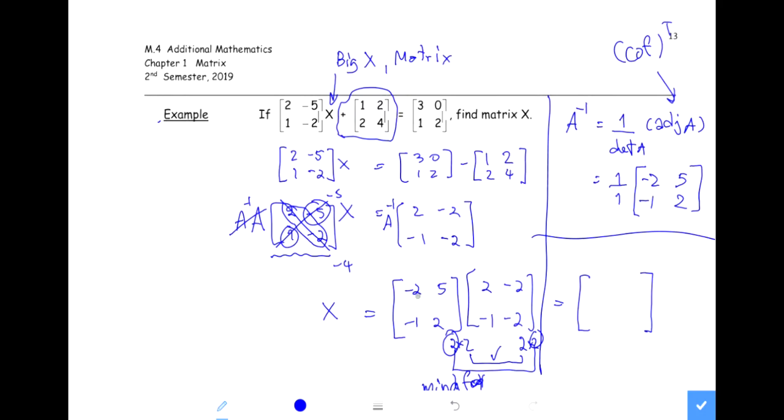So multiply it now. First row, first column, we will get the first member. Okay, so let's go. Negative 2 times 2, that's negative 4. 5 times negative 1 is negative 5, and then I'm gonna add them up. That will be negative 9. So I have negative 9 there.